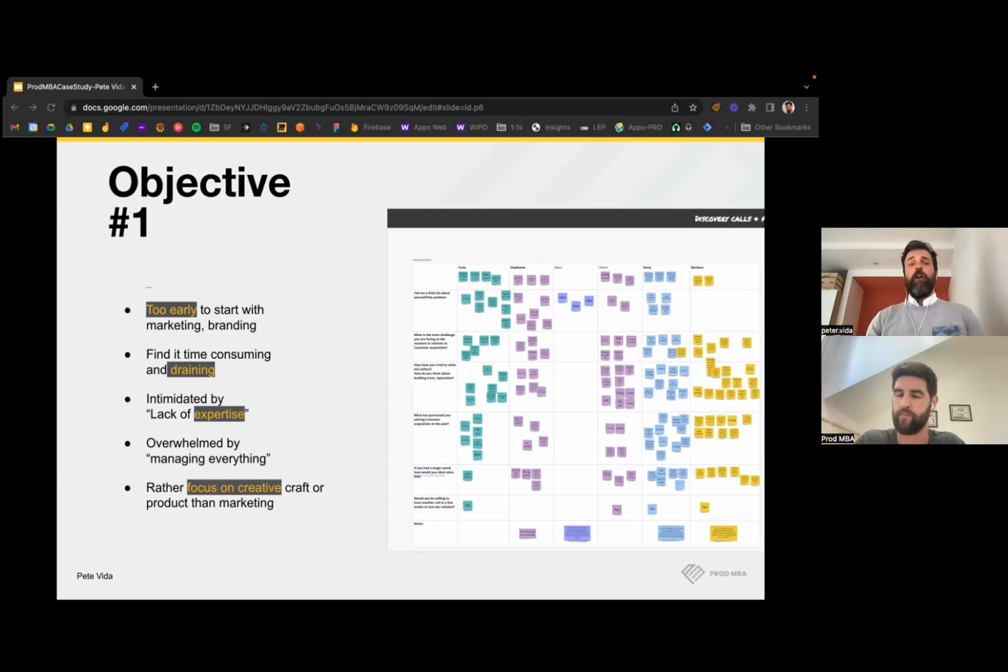And if they start something, they find it really draining, and they are managing so many things at the same time. They think they are lacking the expertise from marketing, and it's really just overwhelming to try to actually learn and implement at the same time. And most of them are also rather focused on the creative craft and creating their product or service instead of trying to sell it. So that was really a generic pattern that came out of it.